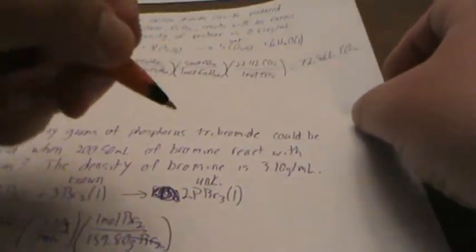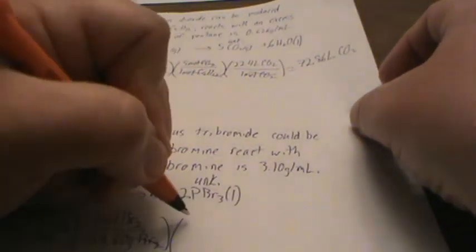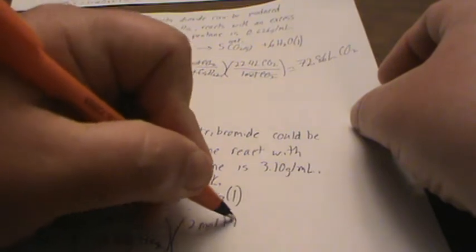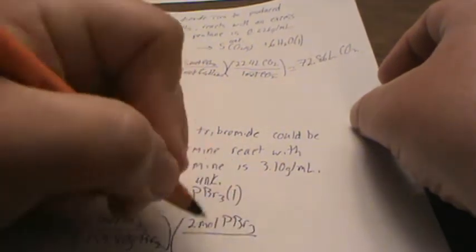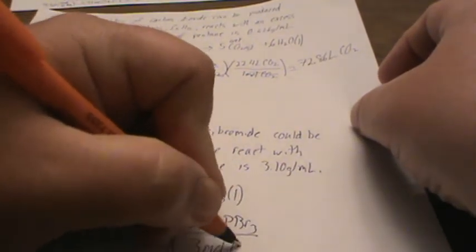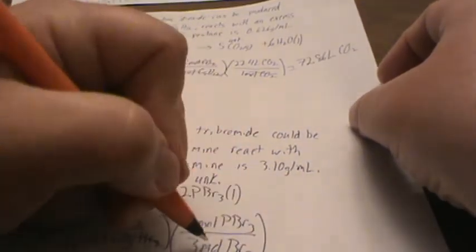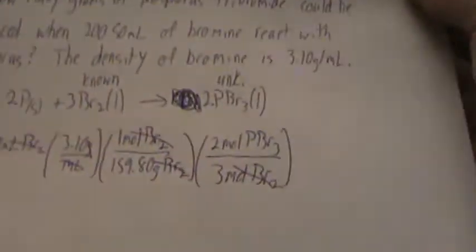Next step is moles of unknown. So our mole ratio in this one, we have 2 moles PBr3 over 3 moles Br2. Moles of bromine get canceled out.